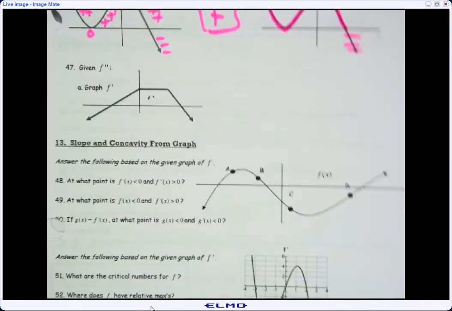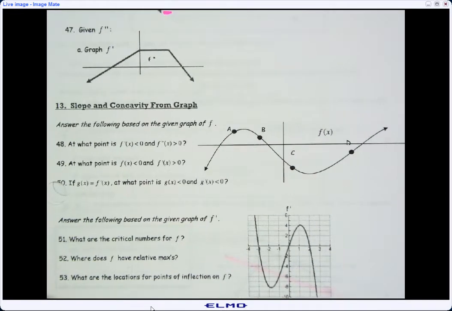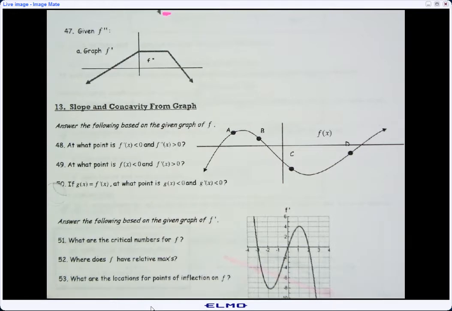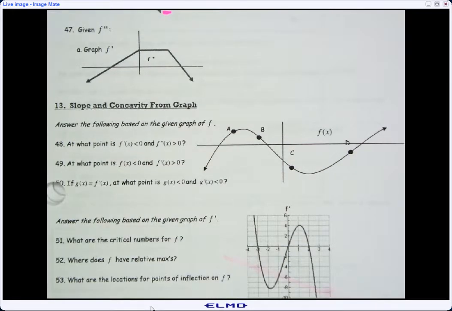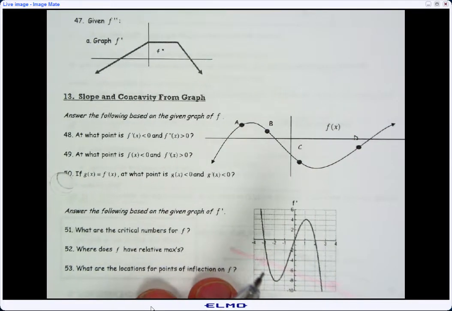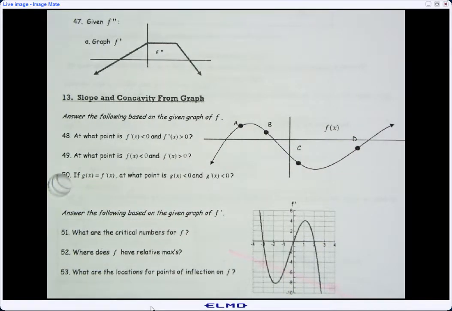Slope and concavity from a graph. These are just some problems that you can work out reading. General and multiple choice kind of questions is where this comes from. And they will be in the form of usually like 3 statements, and they'll say, is statement 1 true, is statement 2 true, is statement 1 and 2, statement 1, 2, and 3, none of them, all of them.